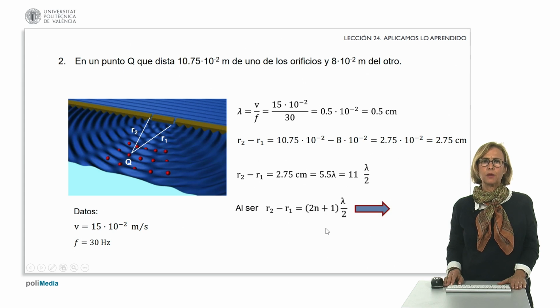Therefore, since the difference of paths is an odd number of half wavelengths, the interference is destructive, as seen in the previous lesson. Again, it is seen that the positions are fixed, and constitute a family of hyperbolas that will each be obtained by giving value to n.